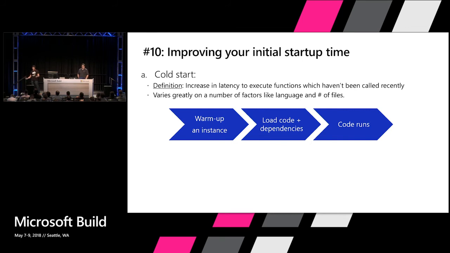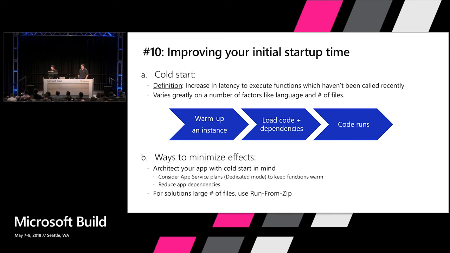Then as a second step, and I'm simplifying a bunch of the steps here, but the major blocks, the second part is to load your code and your dependencies. So your code might bring in binding extensions, and if you have a typical Node application, you're going to have a large NPM tree, so you need to bring all that down to that instance, and your code runs. So Cold Start is the added latency for steps one and two that you see there. Step three is just the regular latency of your function. And one thing that we've been really focusing on is how to improve the overall experience there.